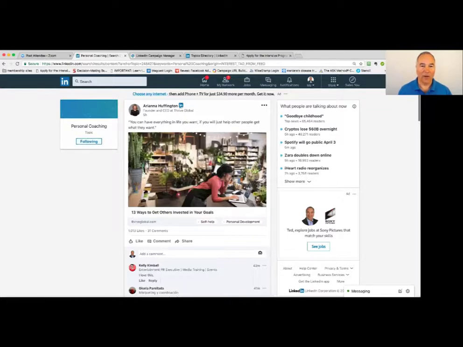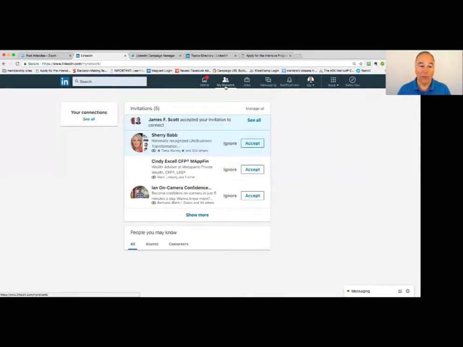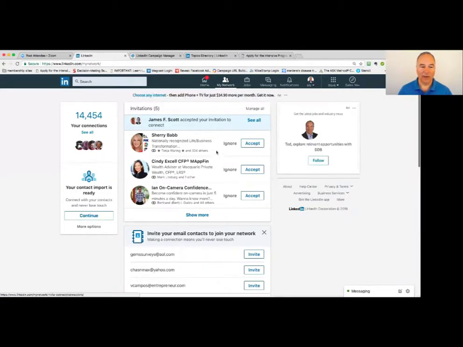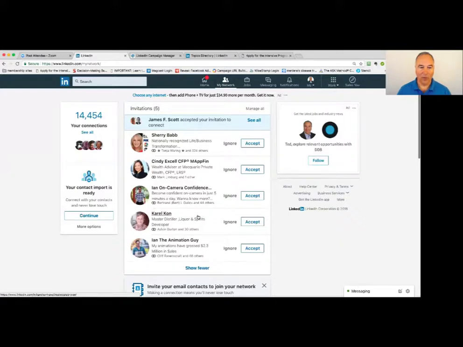So today what I want to talk about is your network. A lot of people are saying, I have hundreds of people who have asked me to connect. What do I do with these? Here I have 5 invitations that I received today. You can look at all of them here, do show more, and I'll scan through. Most of them I'll accept if they look like real people. Obviously if it looks like a fake profile, I'm not going to accept it, but I'm pretty forgiving. If it looks like a legitimate person, I'll accept it.